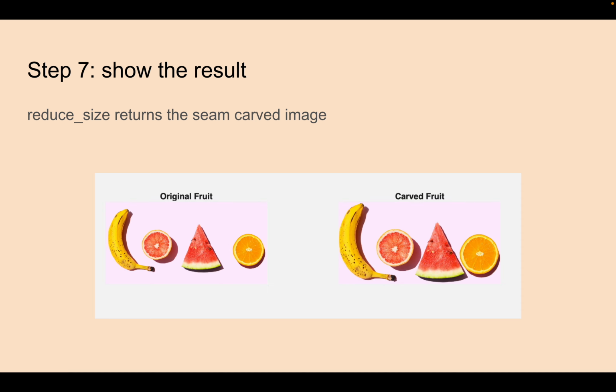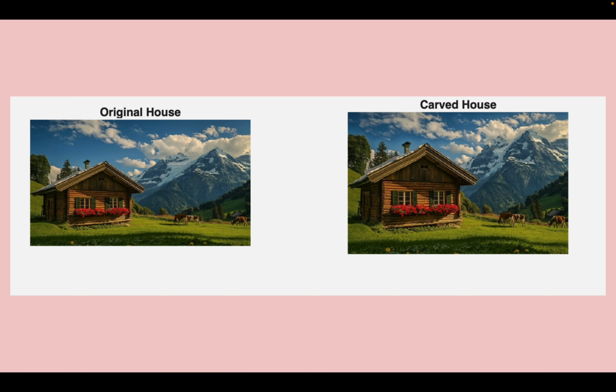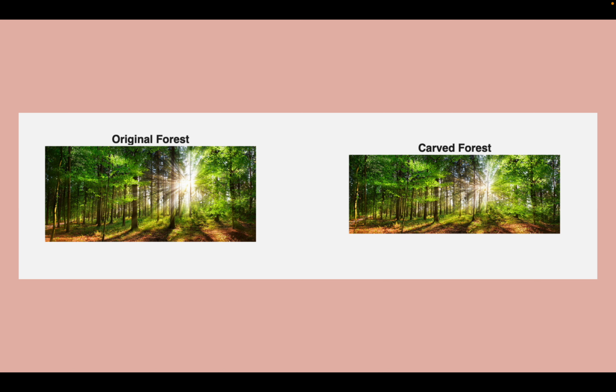So here we're going to look at some examples. This is some fruit, and you can see that I messed with the width. It moved the fruits closer together, but it preserved all of them. This is a house in the mountains. You can see that it made the mountains a little bit more steep looking, but overall it preserved the realistic look of the image. This is a picture of a forest.